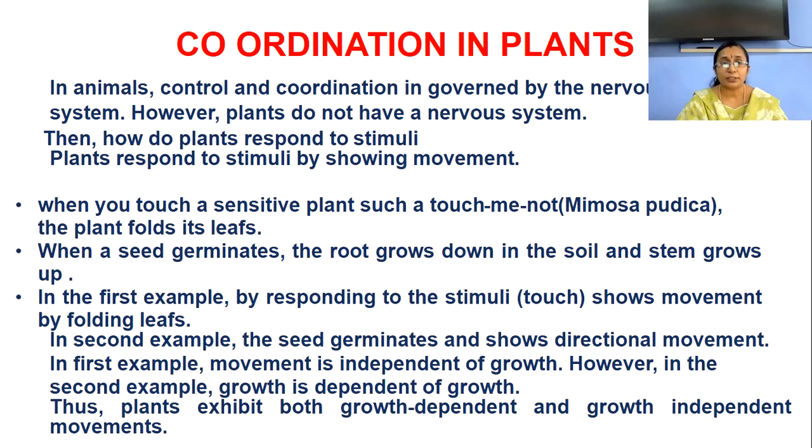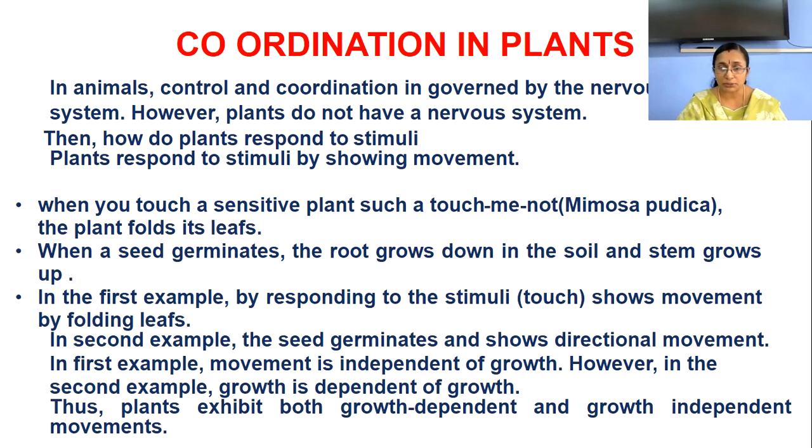For example, when you touch a sensitive plant like the touch me not, the mimosa plant, the plant will fold its leaves. The same way, you may have observed a seed germinating from the soil. You see that the root grows down into the soil and the stem grows up. So, how does response take place in these two conditions? The first one, there is no growth involved, just a movement by folding of the leaves. Whereas in the second case, we see that there is growth. Movement is taking place with the help of growth. So, we feel that the seedling is moving because the stem is growing upwards and the root is growing downwards.